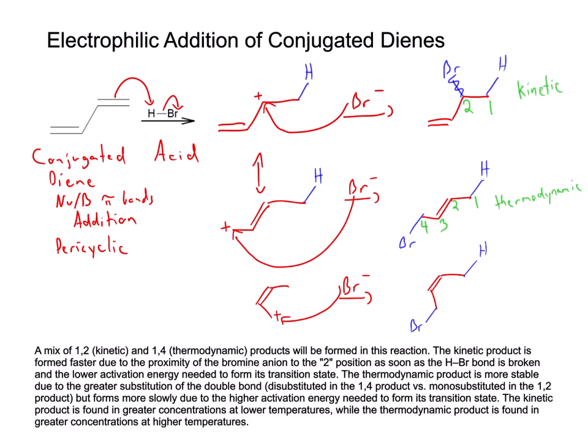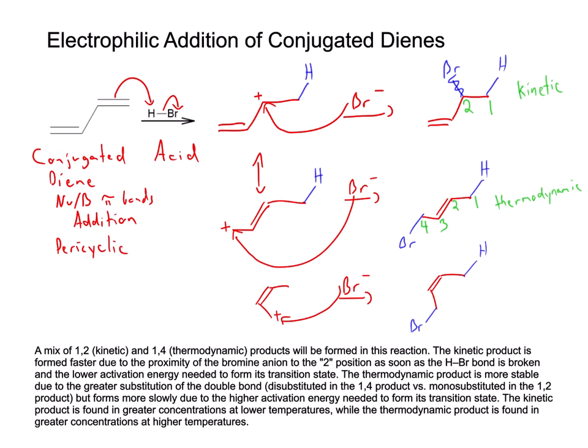In this video, I'm not going to go into too much detail regarding the kinetic and thermodynamic products. However, I will mention the basics. We will get a mix of both of these products when we carry out this reaction. The kinetic product is formed faster due to the proximity of the bromine anion to that 2 position as soon as the HBr bond is broken, and due to the lower activation energy needed to form its transition state.